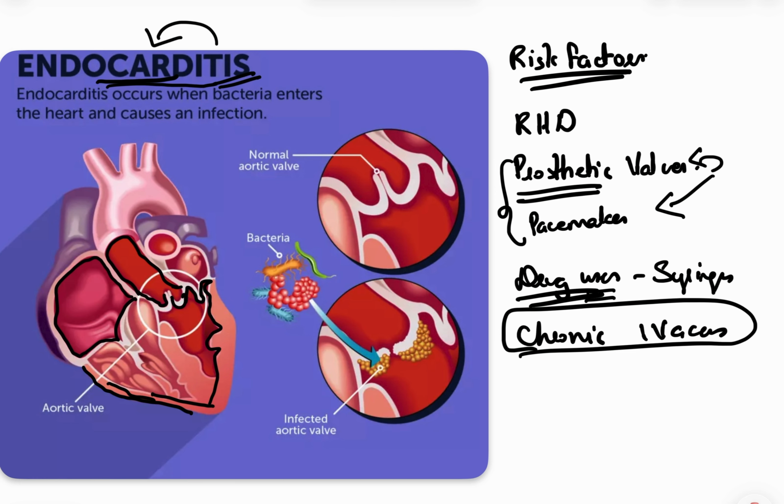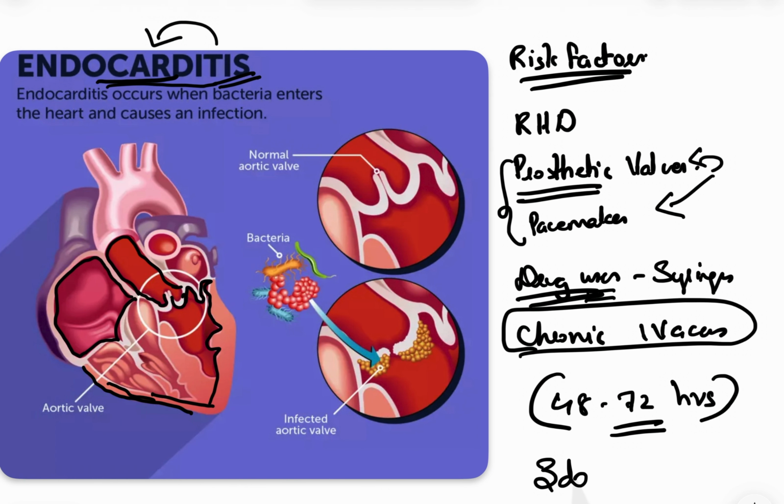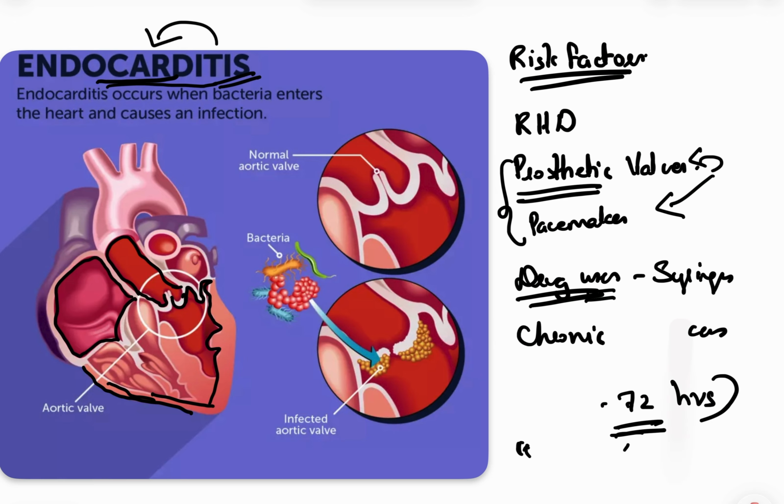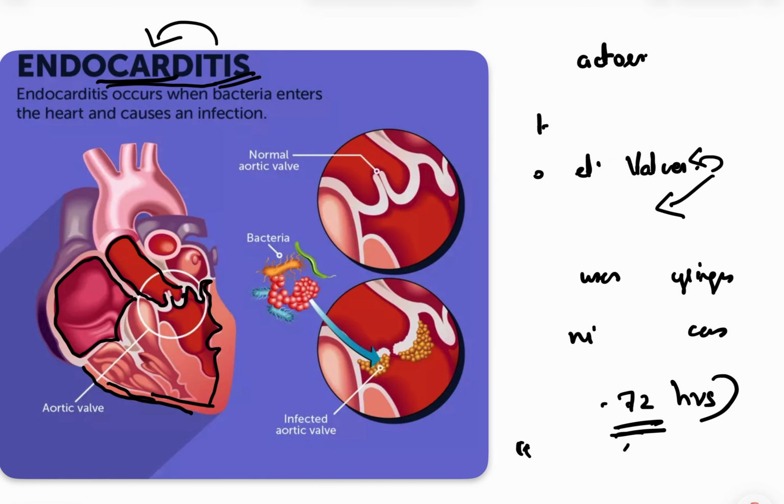48 to 72 hours. So any IV line which is on a patient for more than 72 hours, or 3 days, should be removed. We cannot keep an IV line for a patient for more than 3 days because of the chances of infection. So this can also be a question: how long can we keep an IV line for a patient? It is 3 days or 72 hours. So we need to remember that. Chronic IV access can also be a risk factor for a patient who can get endocarditis.